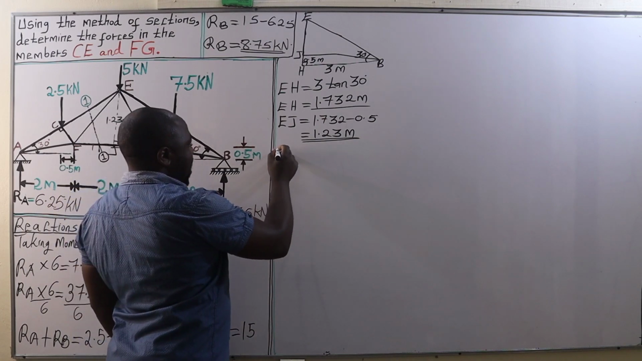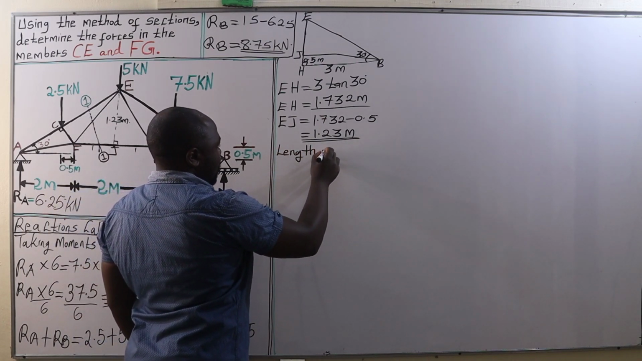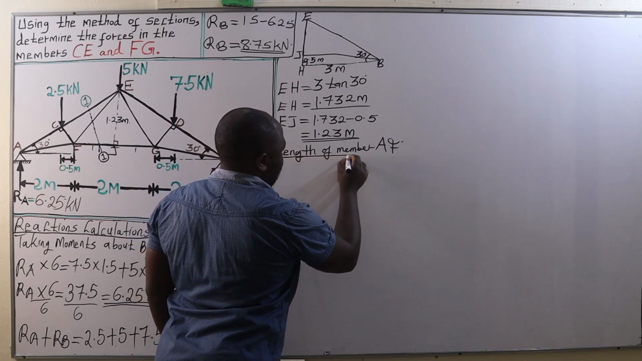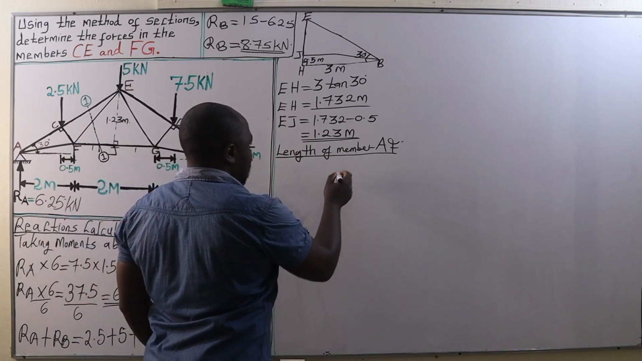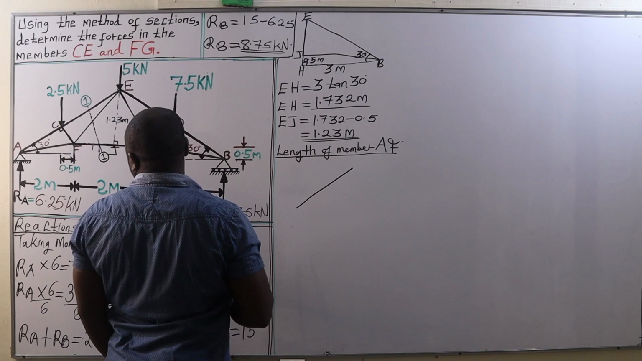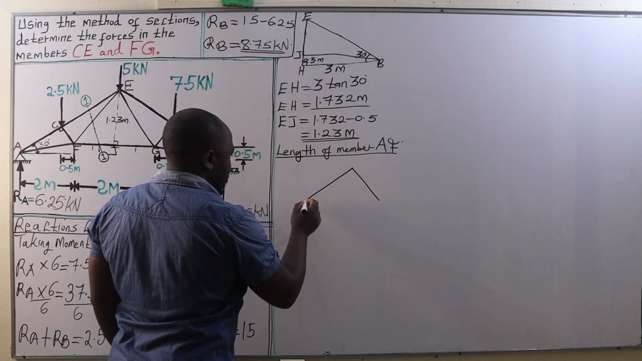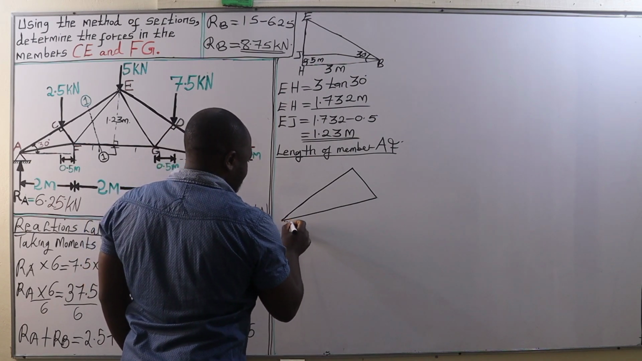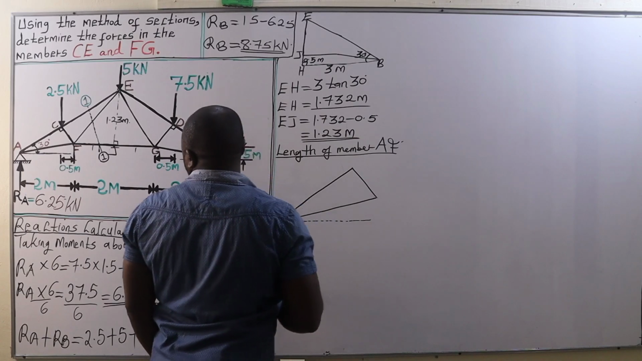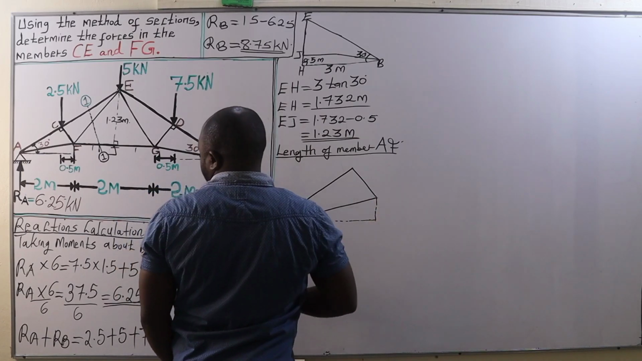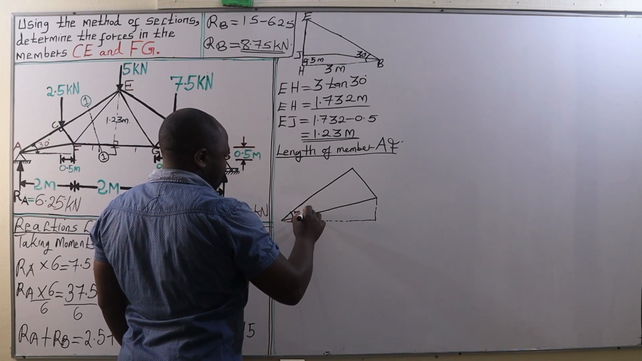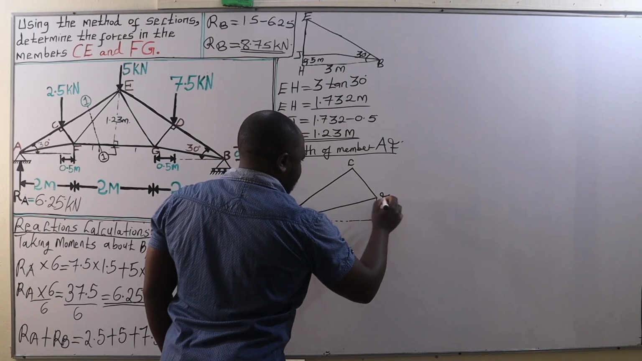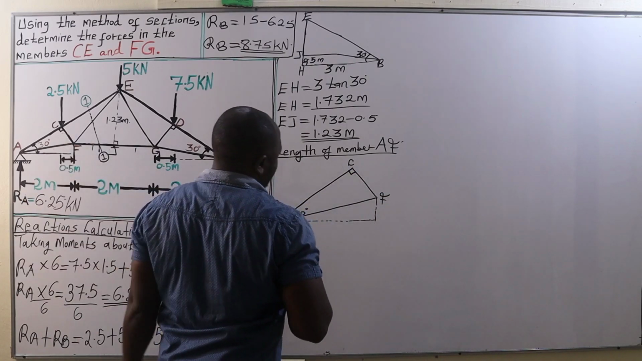Now, after getting the length of E to J, the next member we are going to determine its size is member AF. Therefore, the length of member A to F. So we have this triangle or these figures here. Then this is slanting like that, and then we have an imaginary horizontal distance there. So this is an angle of 30 degrees. This is joint A, this is joint C, this is joint F. We have an angle of 90 degrees at that point.